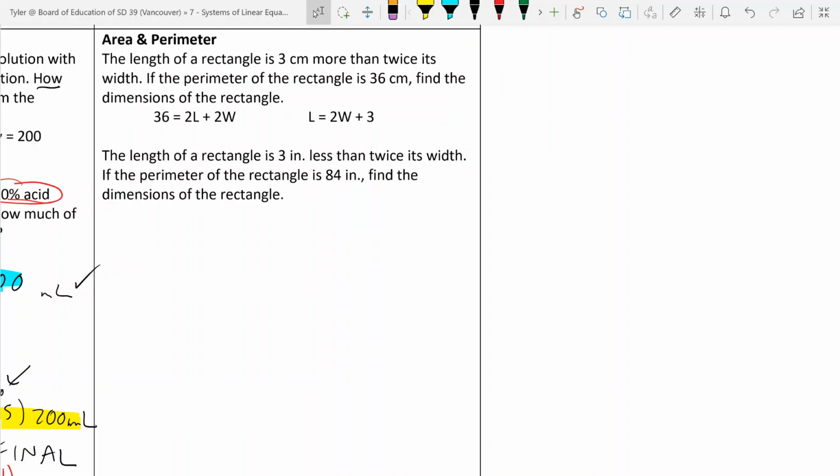All right. The questions we're going to look at today are going to be area and perimeter questions. And again, this is systems of equations. So we got two equations. We want to find that POI where the two of them touch. So we're looking for an XY value.